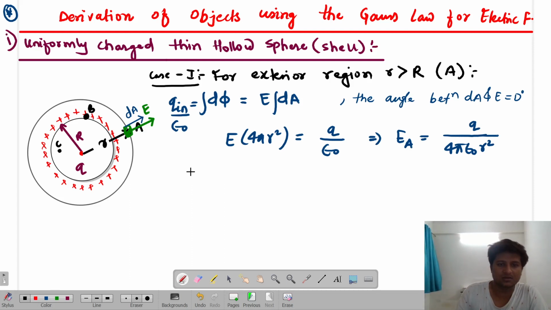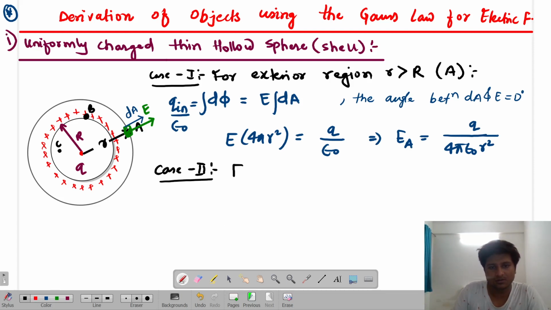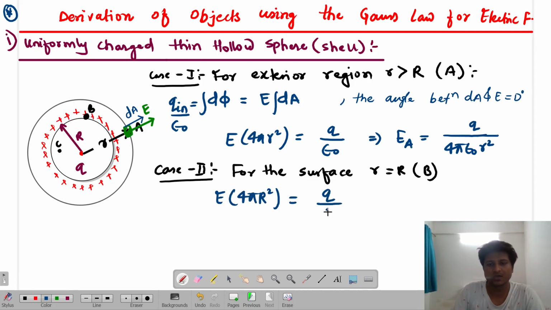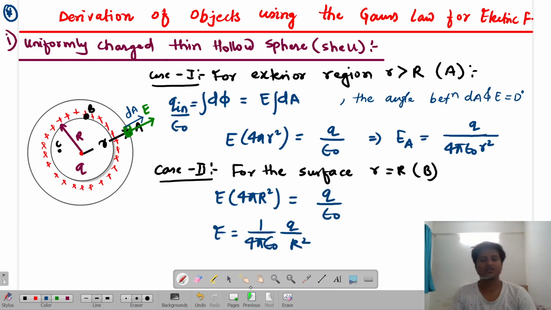Case B, on the surface, means r equal to capital R, which is region B. तो सिंपल सी बात है, वंस अगेन तुम करोगे तो ये जो सरफेस एरिया आएगा वो इस स्फीयर का पूरा सरफेस एरिया होगा, which is 4 pi into capital R square, isn't it? E into 4 pi capital R square is charge enclosed, which is once again Q by epsilon naught. So E is equal to 1 by 4 pi epsilon naught, this will change to capital R square, Q by capital R square. Are you able to get me?